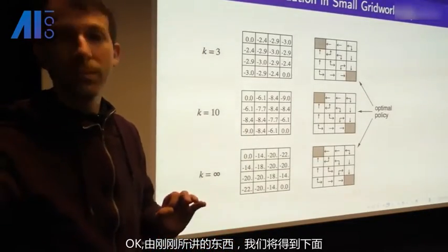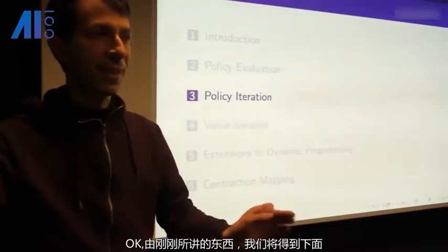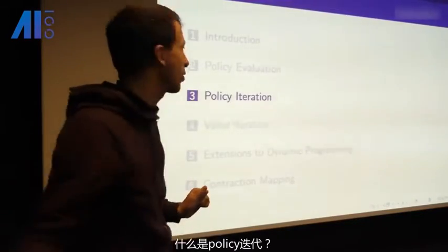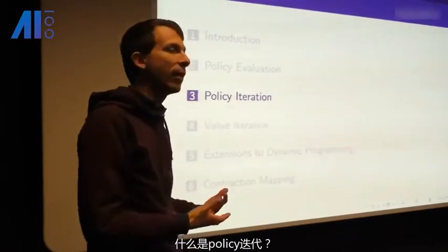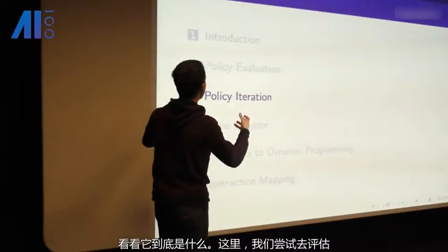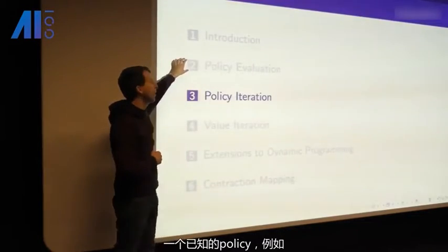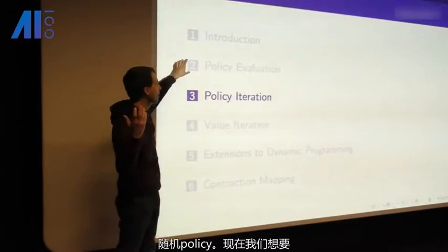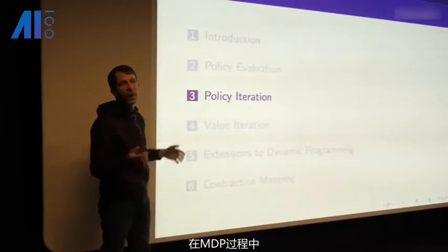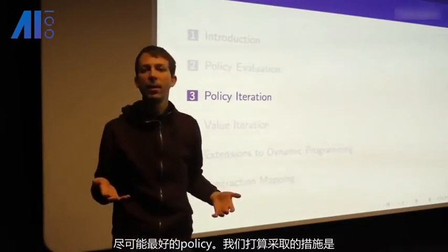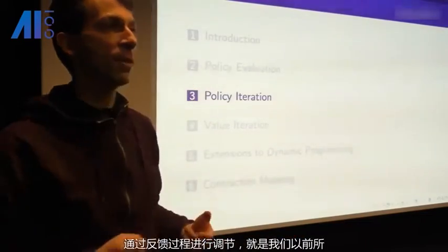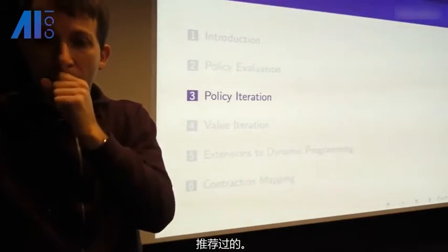Okay, so that question was great because it leads me right into the next section, which is policy iteration. Here we were just trying to evaluate a fixed policy, for example, the uniform random policy. And now we want to actually find the best possible policy in the MDP. The way we're going to do that is by a feedback process, just as was suggested then.